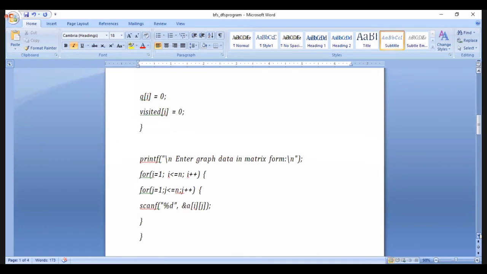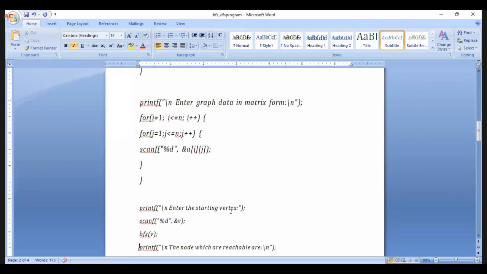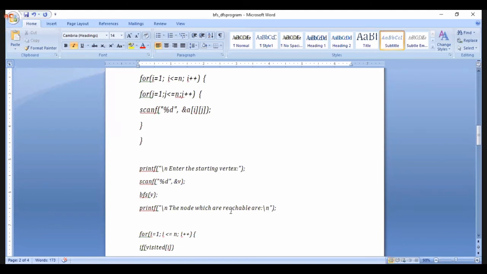These are the loops to write the adjacency matrix for the given graph. First I should enter the graph data in matrix form. There won't be self loops here, so 1 1 is 0, then 1 2, 1 3, 1 4, 1 5, like that. Using the scanf function, if there is a connection I give 1, and if there is no connection I give 0. Clear? This is reading the values for the given graph. Are you following what I'm saying? Answer me.